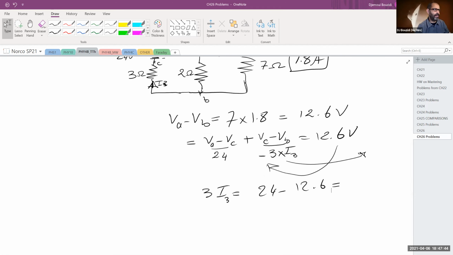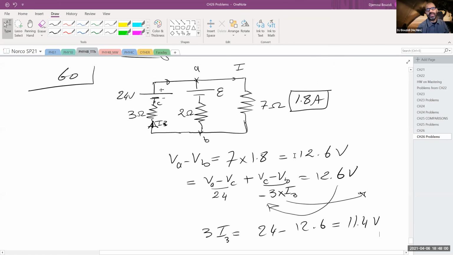As a matter of fact, what is 12? Is it 11.4? 24 minus 12.6, yeah, that's exactly how much it should be. This should be 11.4 volts. So in other words, there is a drop of 24 and a rise of 11.4. So this must be a negative 11.4, and this is 24. When I add them up, that is going to be my 12.6.